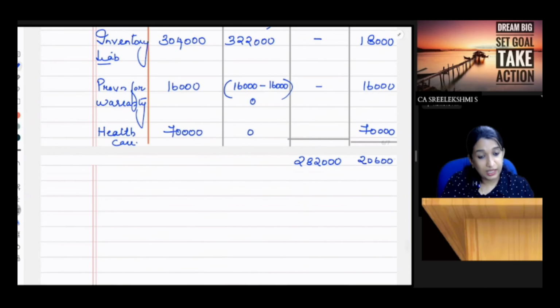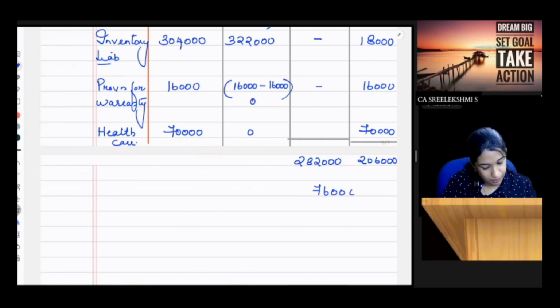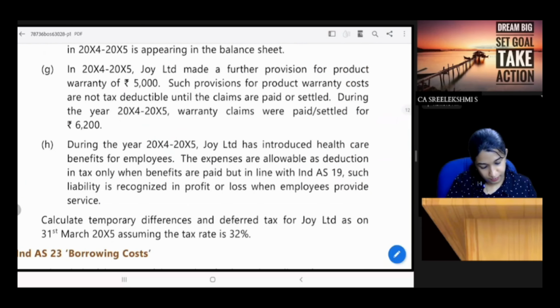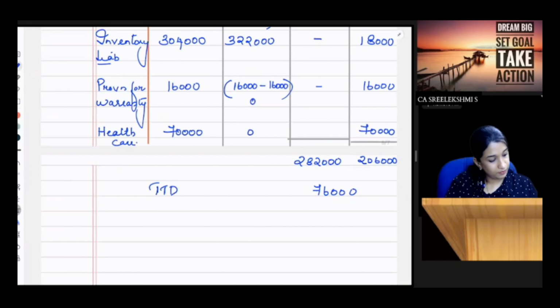2,06,000. Can you set off? Of course, if there is legally enforceable right to set off, and the settlement can be made on a net basis within the same tax jurisdiction. So set off, it is 76,000 net taxable temporary difference. And have they given the rate? 32%. 24 DTL. 24,320.